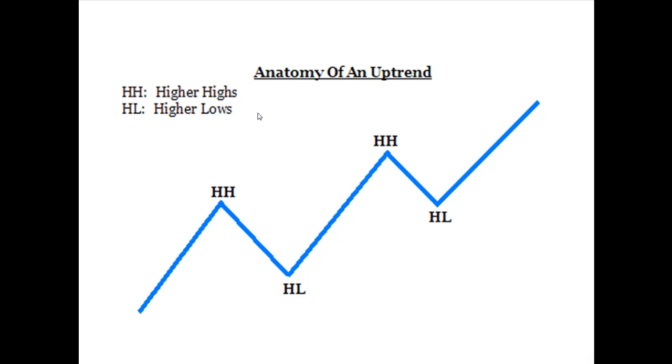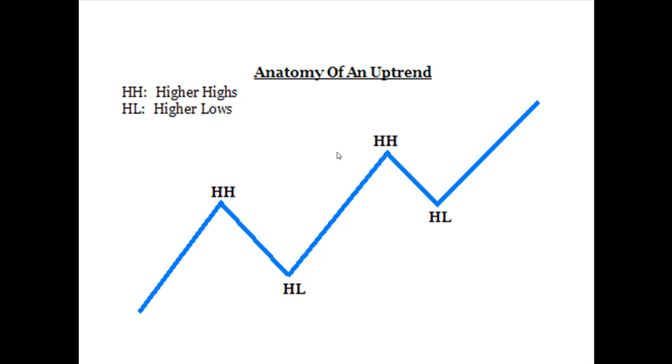So here's the anatomy of an uptrend. Whenever you see the market going up and it makes a higher high than the previous one and a higher low than the previous low, that means the market is in an uptrend. The market never goes in a straight line. It goes in a zigzag. It goes up, comes back, goes up, comes back, goes up, and comes back. So when the market is in an uptrend, it will go up, come back down, and then go up again.